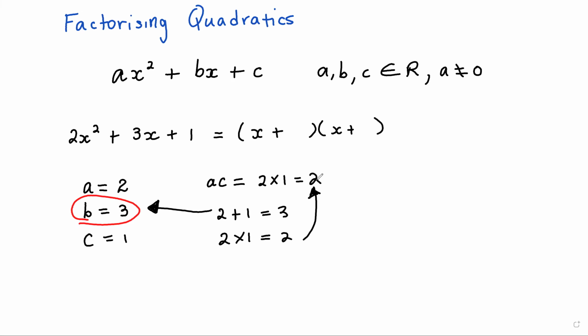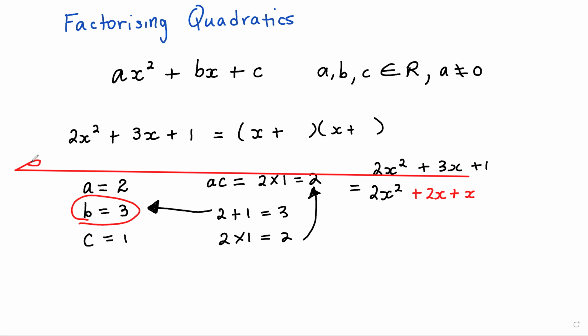And once you find what those two factors are, you basically rewrite the quadratic. So you're going to rewrite 2x squared plus 3x plus 1. And you're rewriting it, replacing 3x with the sum of the two factors that you chose. So in this case, it's 2 and 1. So this will be 2x squared plus 2x plus x plus 1.